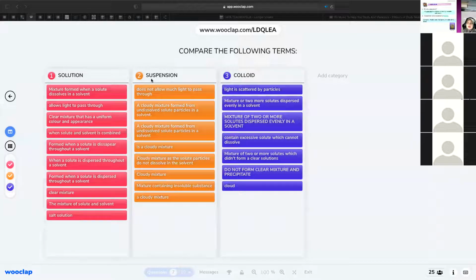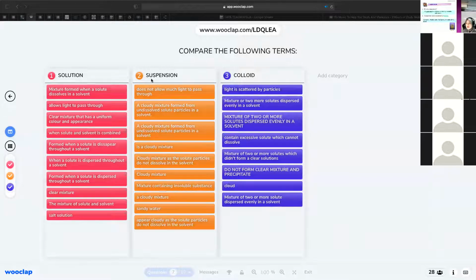Solution is a milk solution. It's milk. Milk is a solution. Okay, for the suspension, it does not allow much light to pass. Okay, cloudy mixture. What is it? Okay, a light scattered by particles, a mixture of two or more solutes dispersed evenly in a solvent.